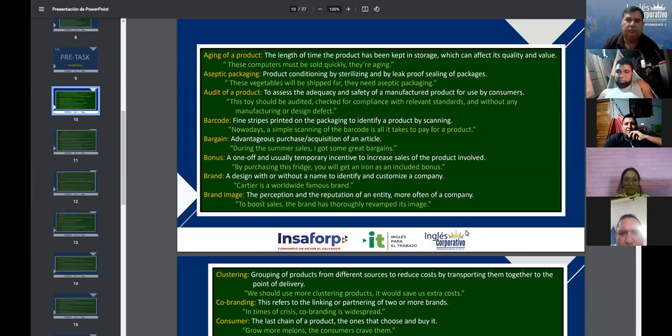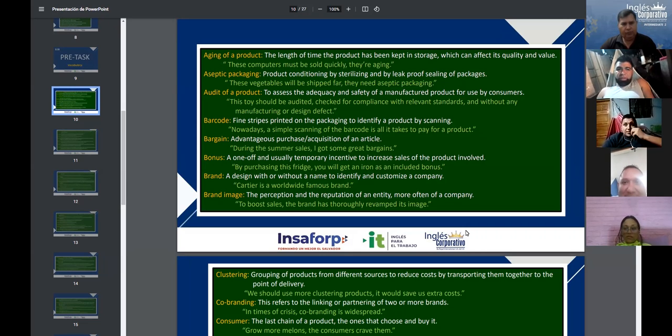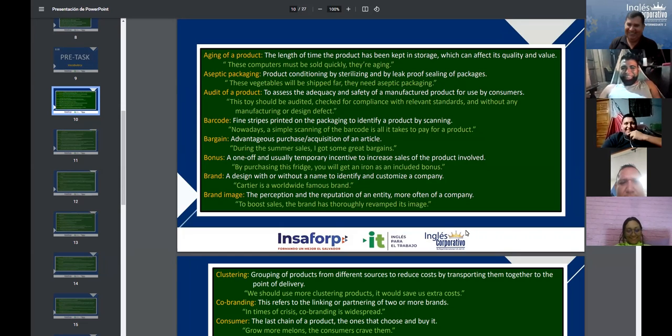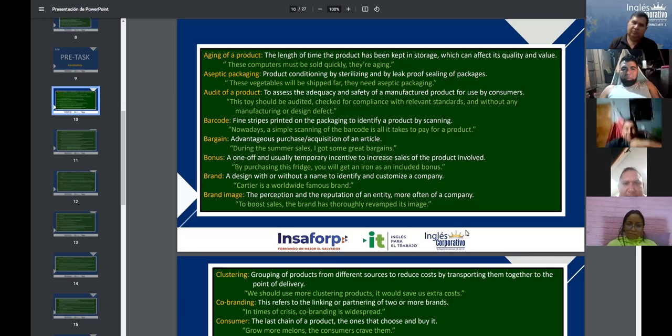So quickly, direct again. Okay, Danny, next one. Aseptic packing: product conditioning by sterilizing and by proof sealing of packages. This vegetable will be cheaper for this need a safety packing. Okay. Did somebody else? We are already six.